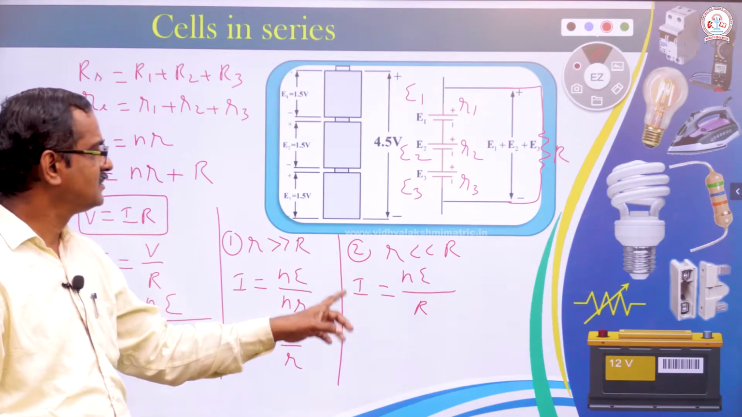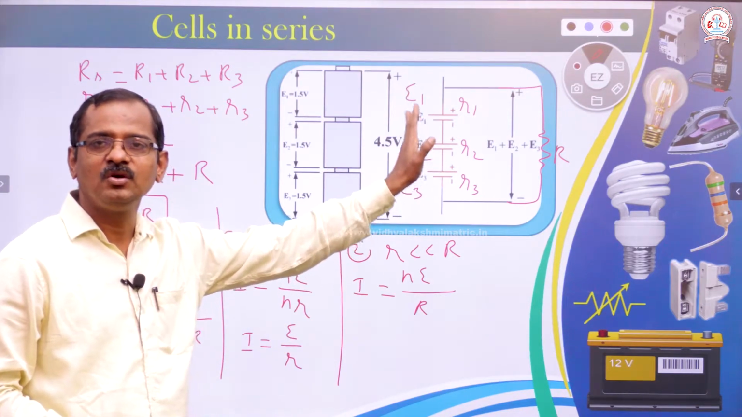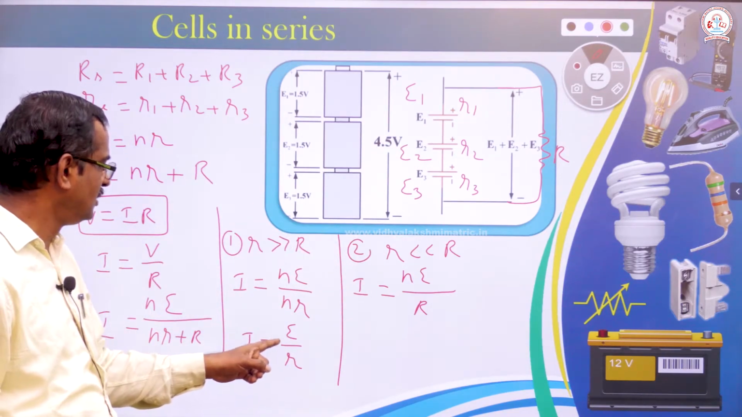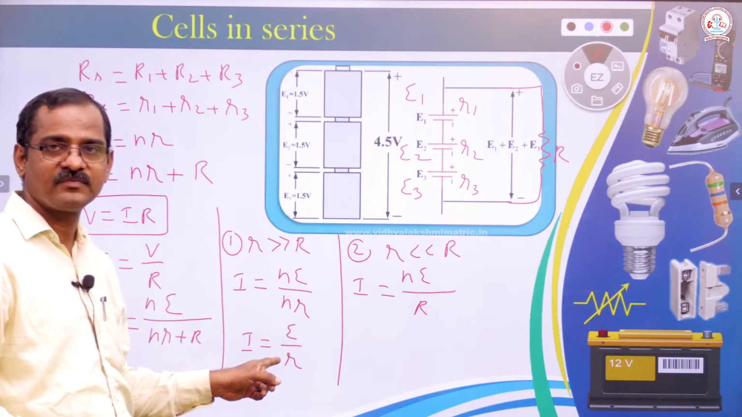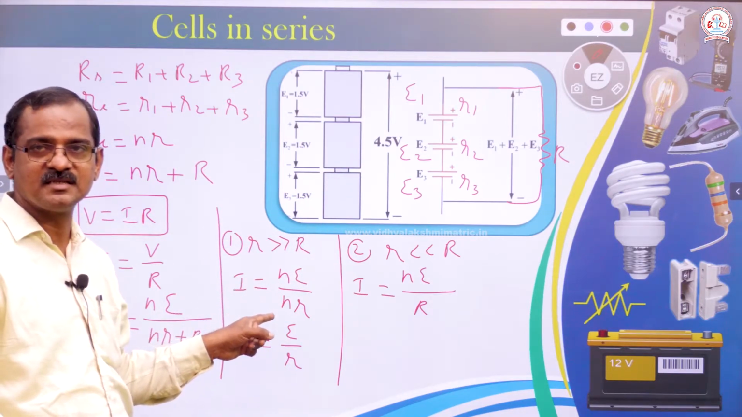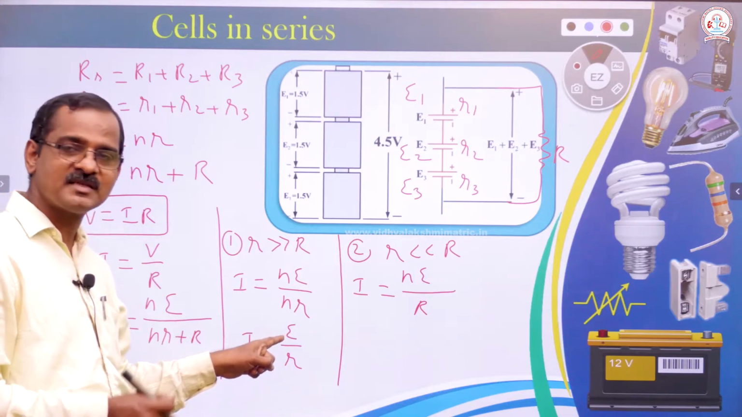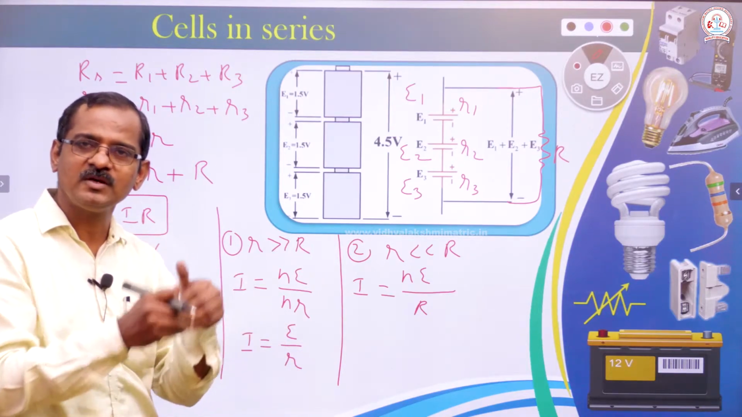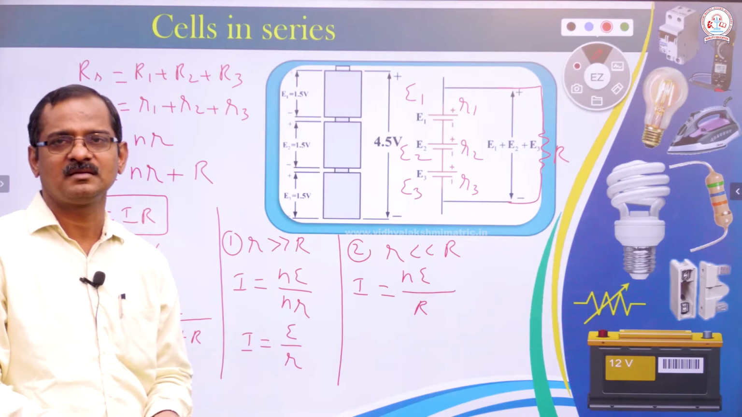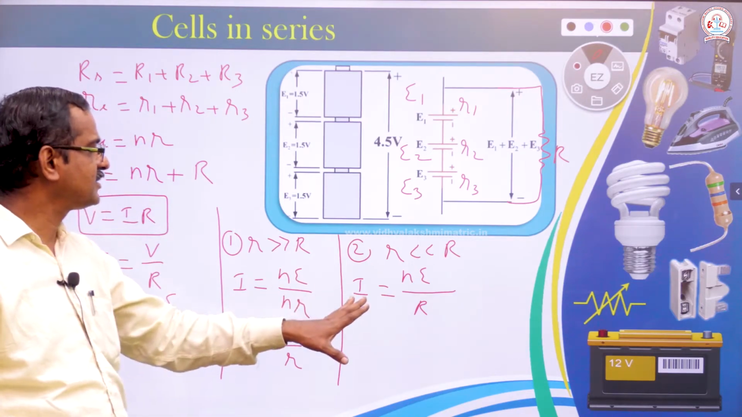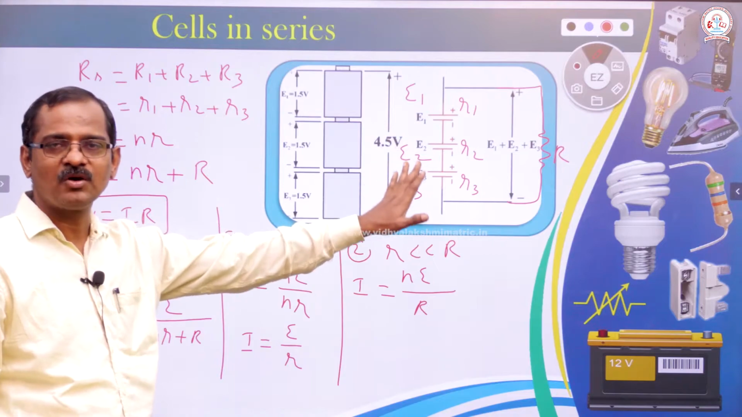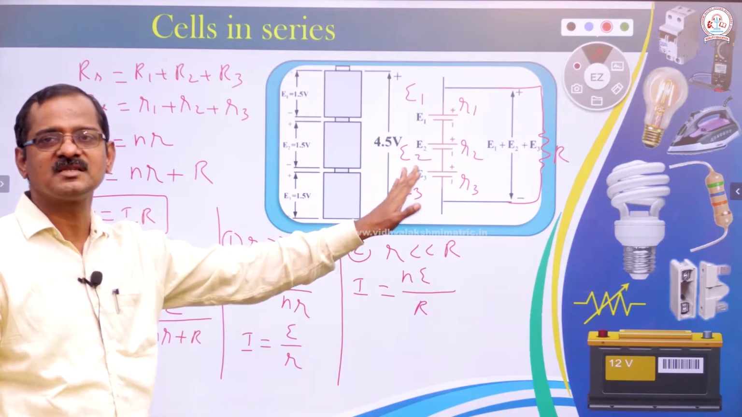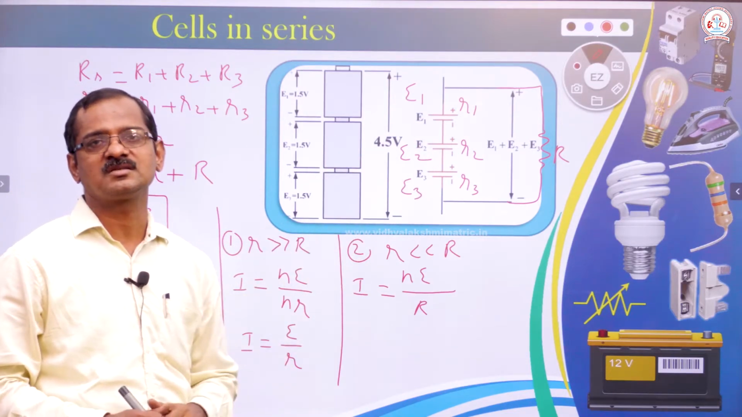So it's very clear that the cells should have very low internal resistance, because you just see here that this is almost equal to the current drawn by a single cell, because n gets cancelled, isn't it? Then this is equal to current drawn from a single cell. We connect many cells and we draw current from only one cell. What is the use of connecting more cells there? So it is clear that the cells should have as low internal resistance as possible, to have more current in the external circuit.